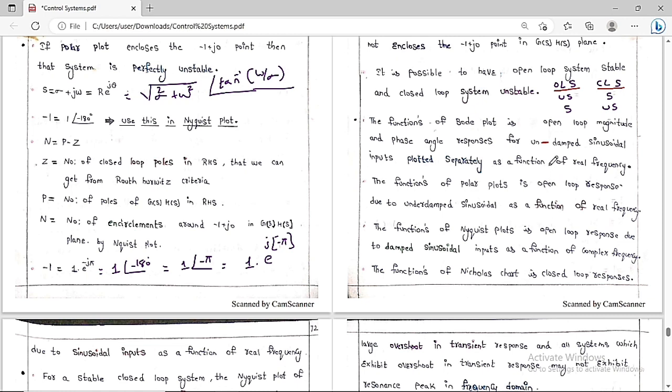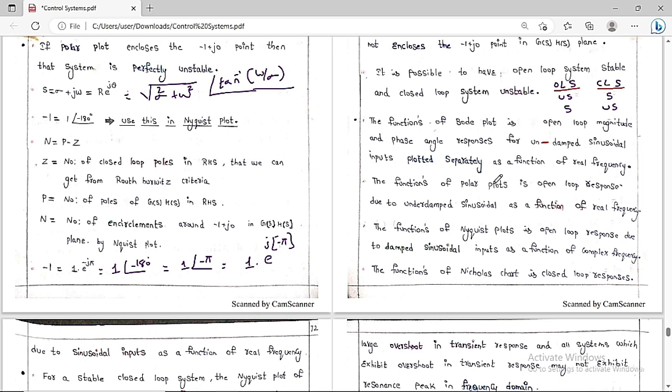In the case of the Bode plot and the polar plot, the frequency is always real frequency. Whereas in the case of the Nyquist plot, the frequency is complex frequency, because the real part and the imaginary part are also present. In the case of the Nyquist plot, we work on the S-plane, where s is sigma plus j omega. So we have sigma and omega, basically a complex frequency. Whereas in the Bode plot and polar plot, omega is varying from 0 to infinity.